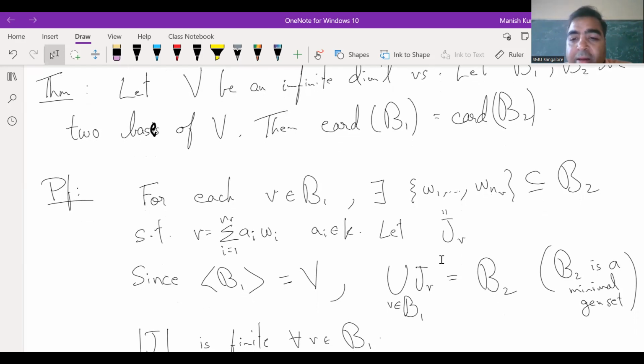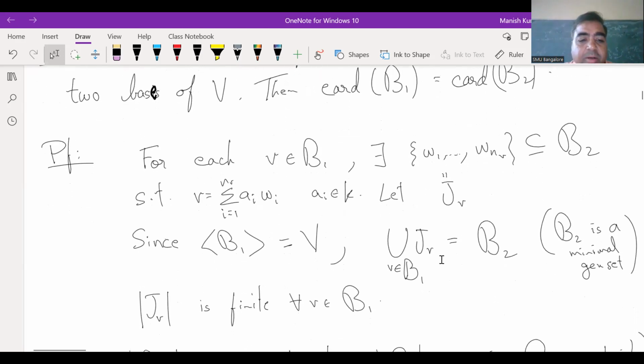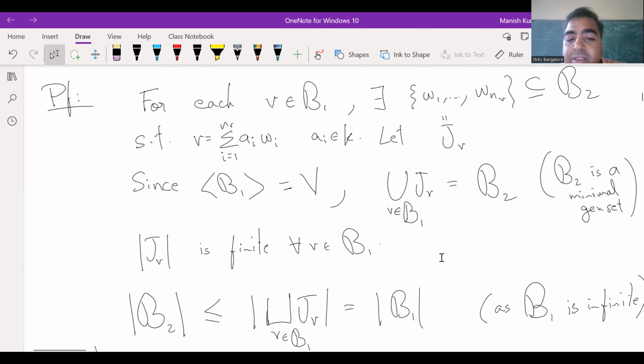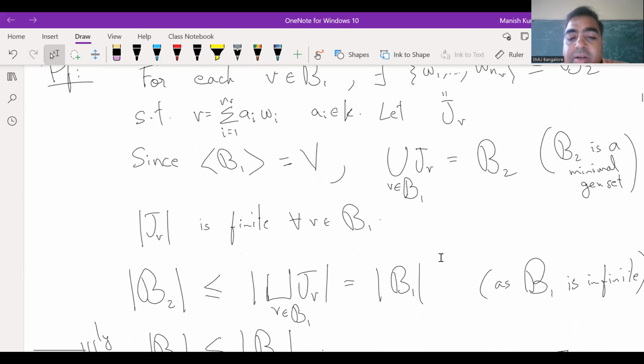Yeah. But then what does that tell us? That the cardinality of B2 is going to be less than or equal to, since each J_v is finite, the cardinality of the disjoint union of the J_v. Even if you take this disjoint union, this boxed union usually denotes disjoint union, so let me put a dot as well. If you look at this disjoint union of these things, it is obviously bigger than B2.